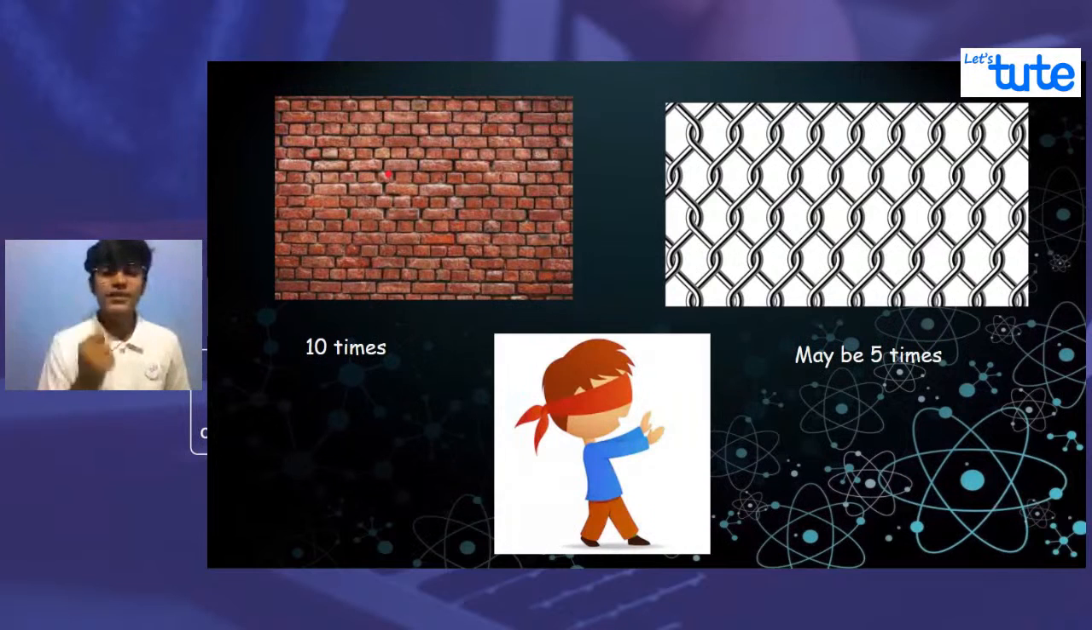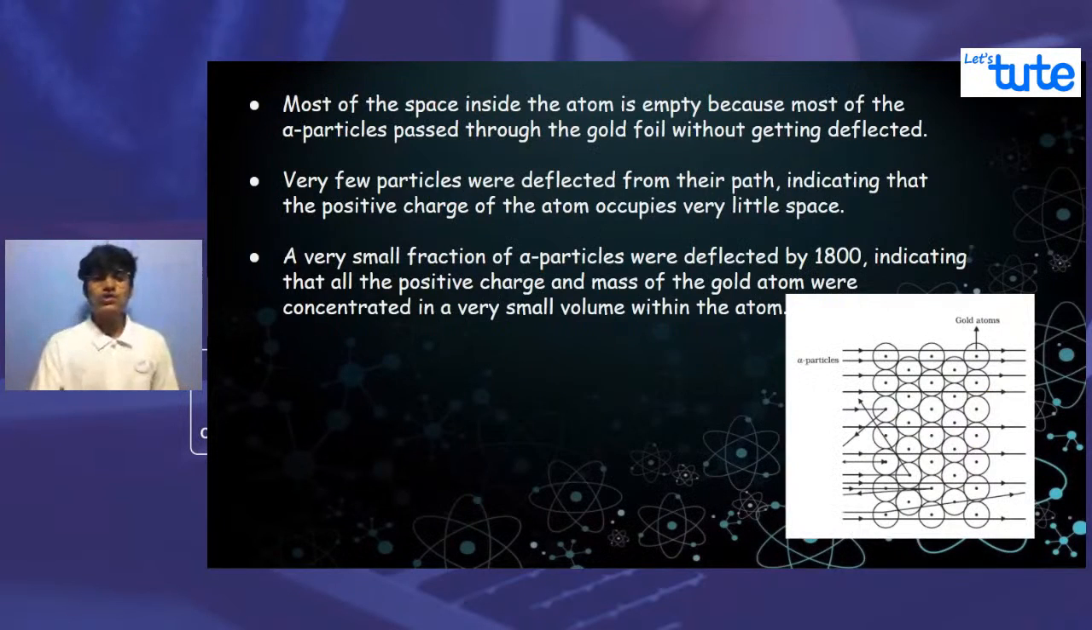But now, after the experiment which was performed by Rutherford, the results were like the fence. That is, most of the alpha particles used to pass through the atoms and only a few used to hit the protons actually. So what was the conclusion made by Rutherford? Most of the space inside the atom is empty because most of the alpha particles pass through the gold foil without getting deflected. Very few particles were deflected from their path, indicating that the positive charge of the atom occupied very little space.